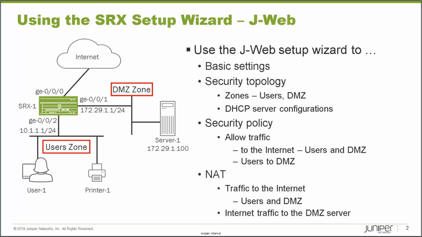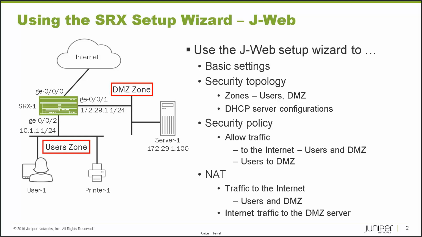Okay, so now that we have discussed the topology, let's talk about what we want to do. We want to use the JWeb Setup Wizard to do the following. We want to configure basic settings. We want to configure a security topology, which includes the zones, users, and DMZ. We want to set up DHCP server configurations, which will be for the user's zone.